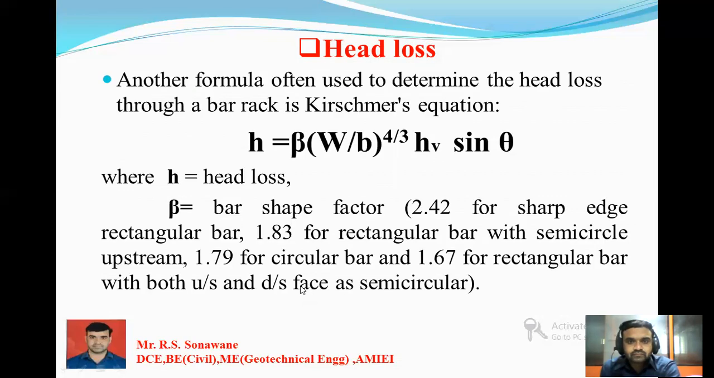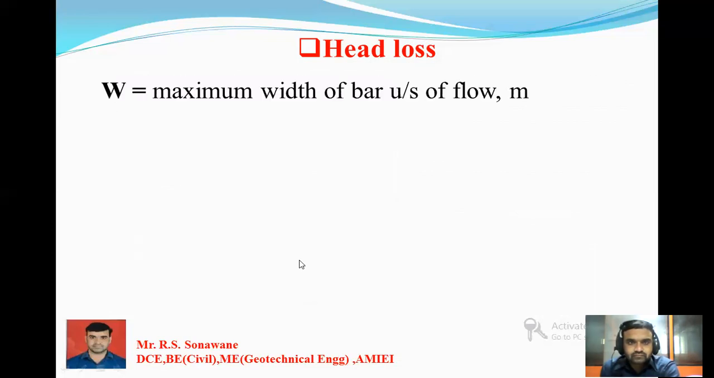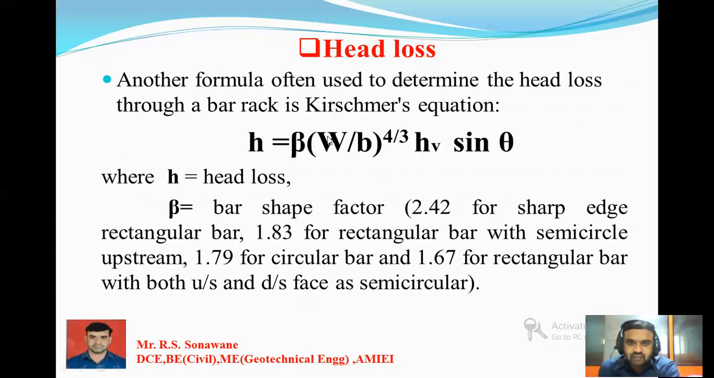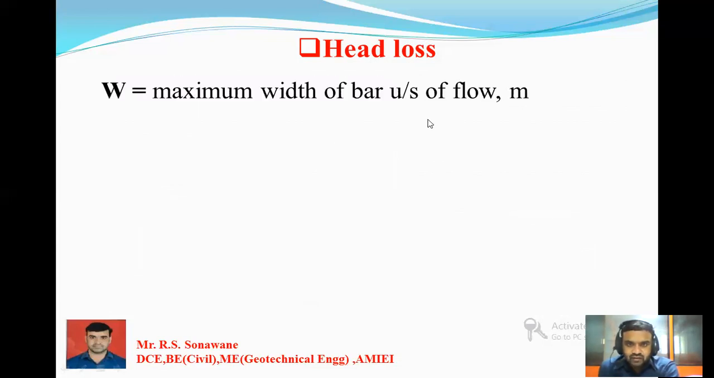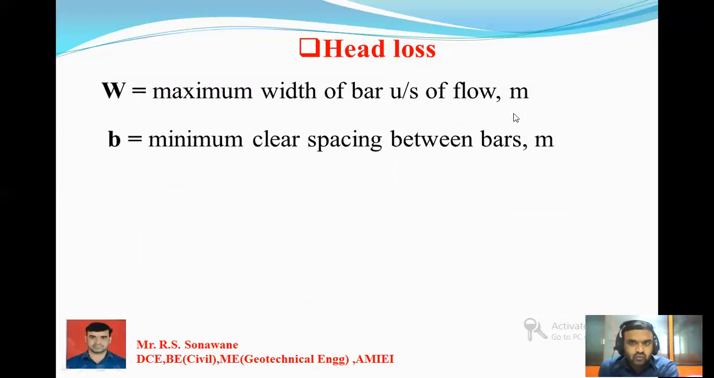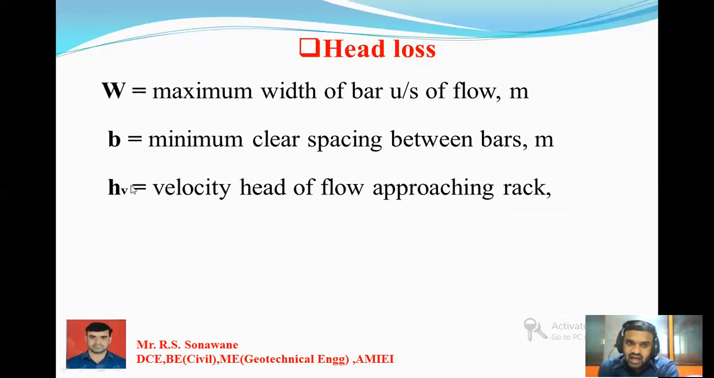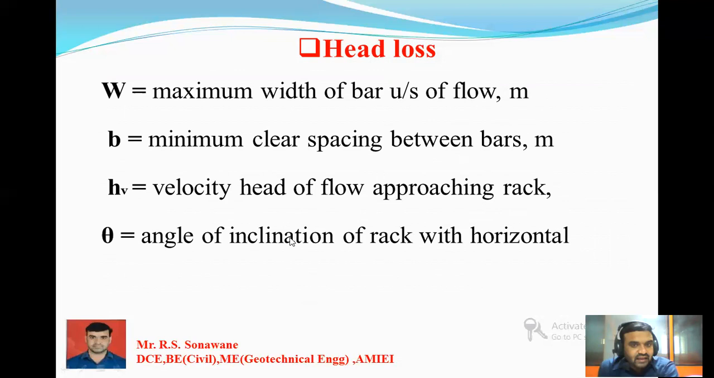W is the maximum width of the bar upstream side of the flow, in meters. Small b is the minimum clear spacing between the bars. hv is the velocity head of flow approaching the rack, and theta is the angle of inclination of the rack with the horizontal.